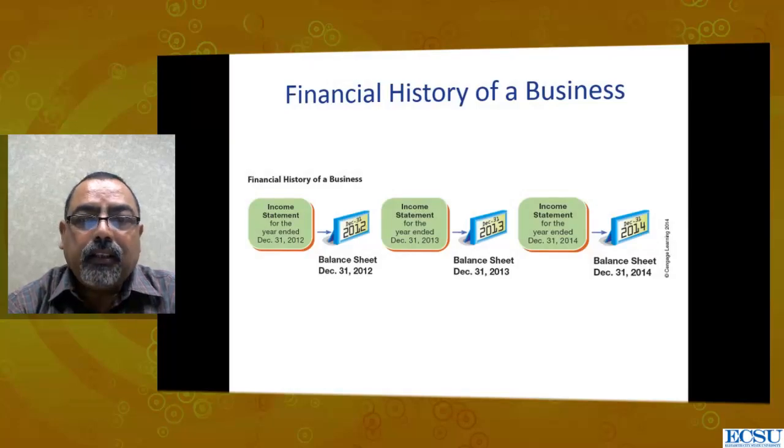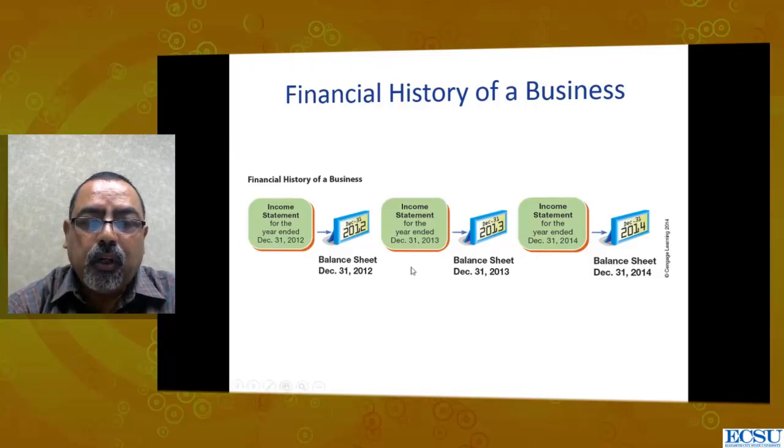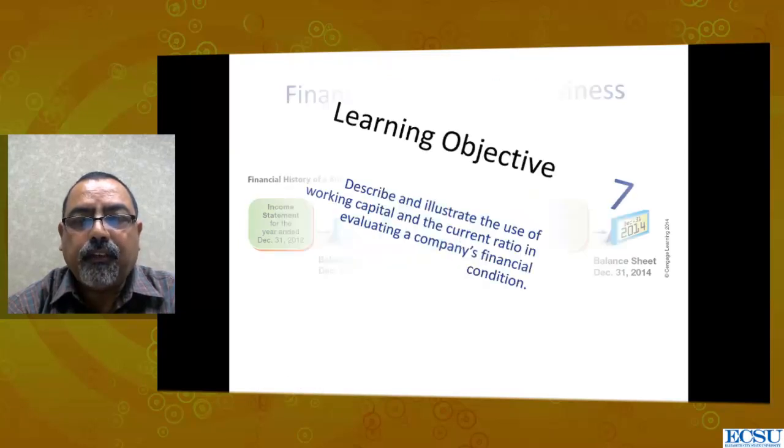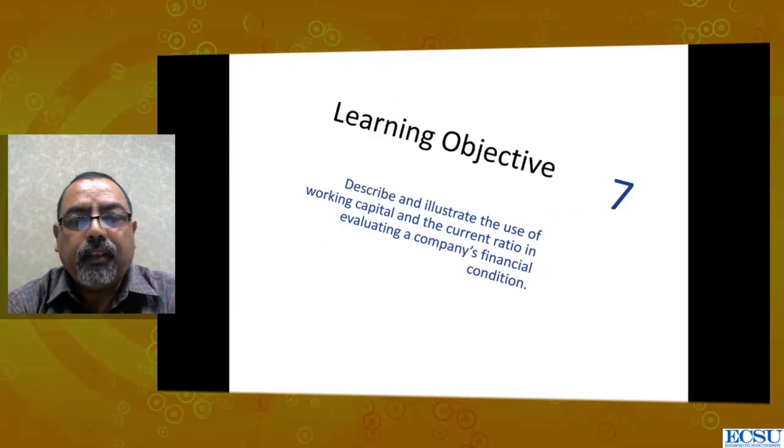Now, the financial history of a business will comprise the income statement and the balance sheet, and of course, it will also have subsequent years of income statement and balance sheet and the cash flows and the statement of owner's equity. So usually, all companies provide information for 2 years. Some companies even provide for 5 years.